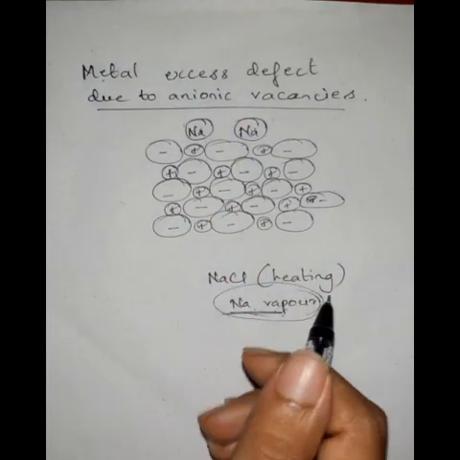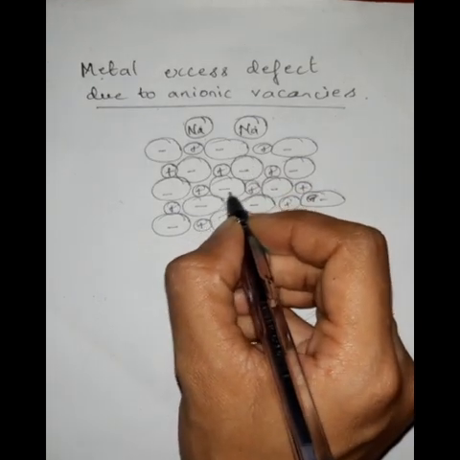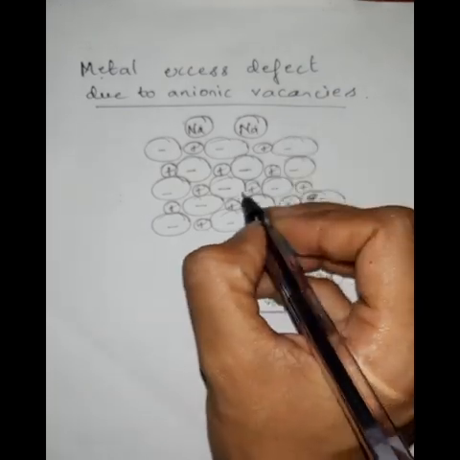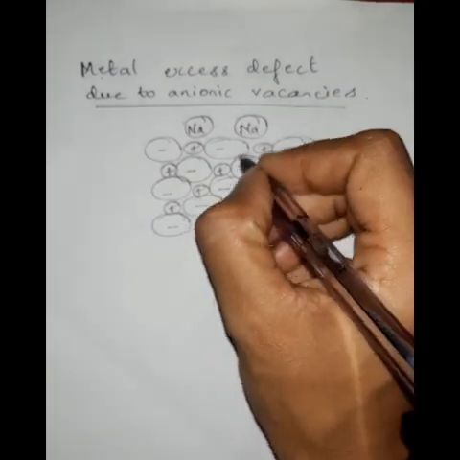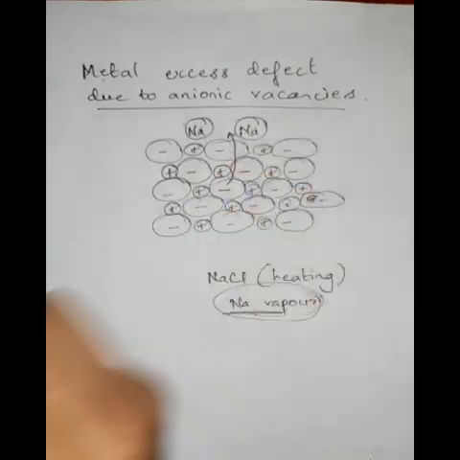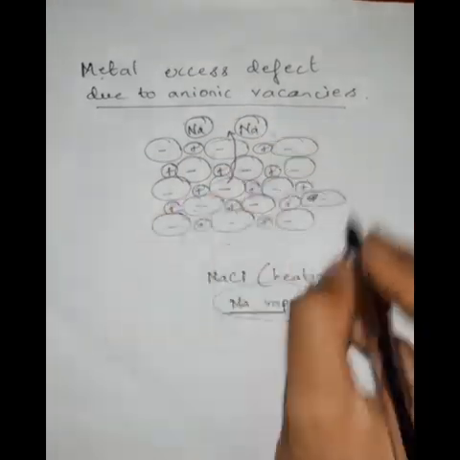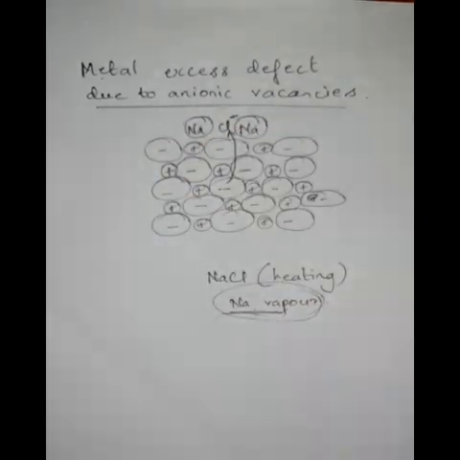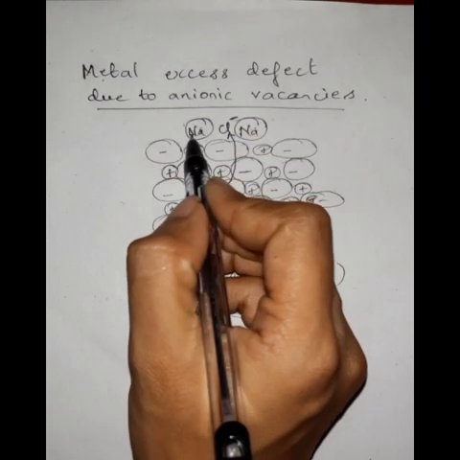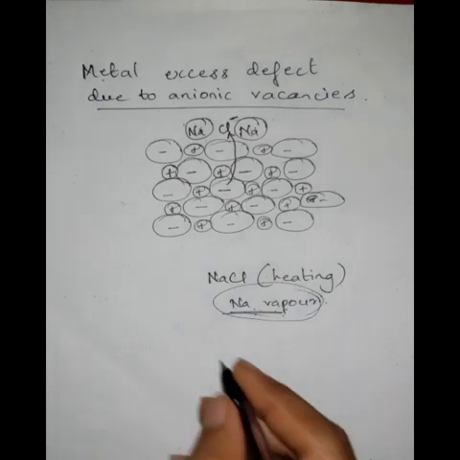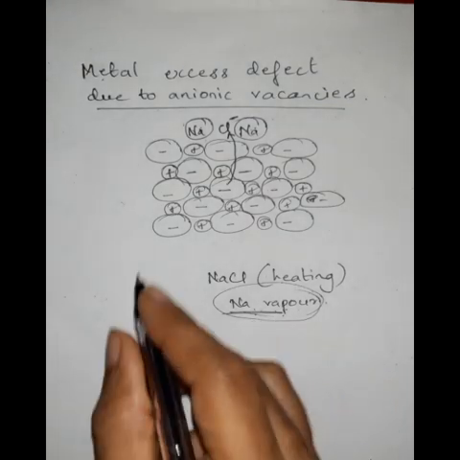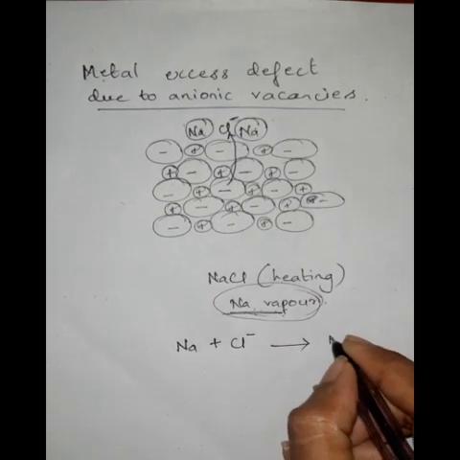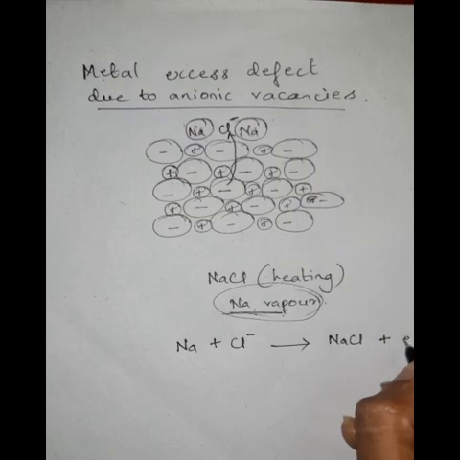When I heat this, can you see the Cl- ions? These negative charges are all Cl- ions. Some of these anions will move to the surface. Once Cl- moves to the surface, it will combine with these sodium atoms. So sodium atoms on the surface will combine with Cl-. This gives NaCl plus an electron.